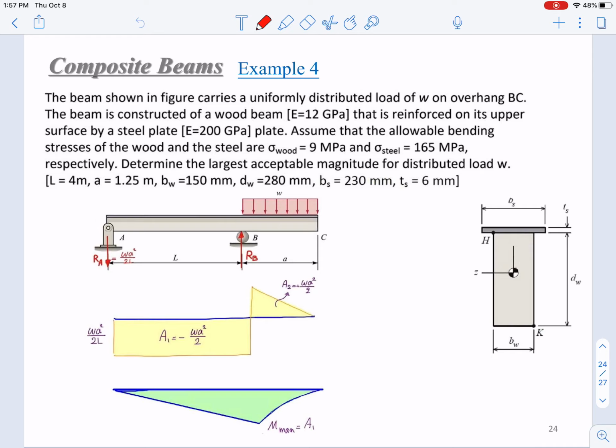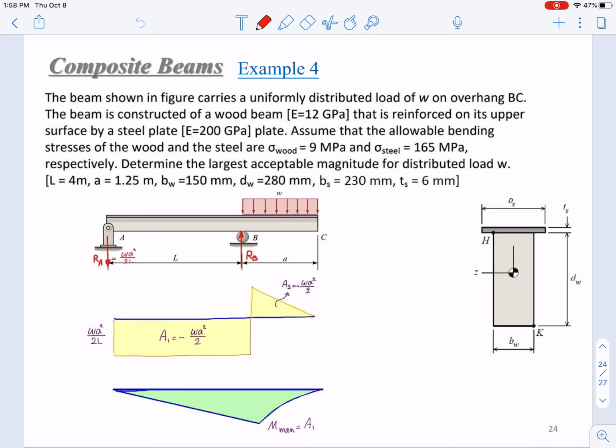The beam shown in the figure carries a uniformly distributed load of W on overhanging BC. The beam is constructed of a wood beam that is reinforced on its upper surface by a steel plate. Assume that the allowable bending stress of the wood and the steel are 9 MPa and 165 MPa, respectively. Determine the largest acceptable magnitude of the distributed load W.